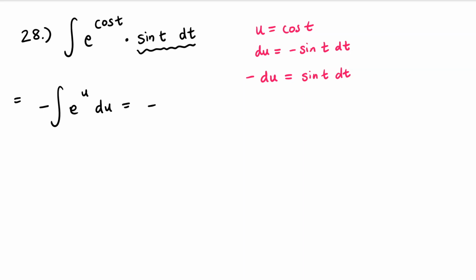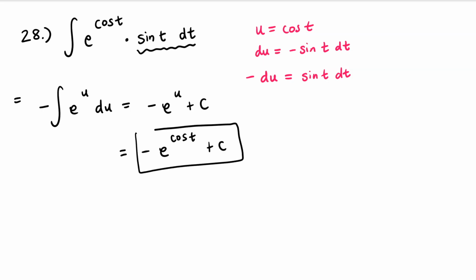And then that's going to equal negative e to the power of u plus our constant of integration. And then if we replace u, we'll have negative e to the power of cosine of t plus our constant of integration. So here is our final answer for number 28.